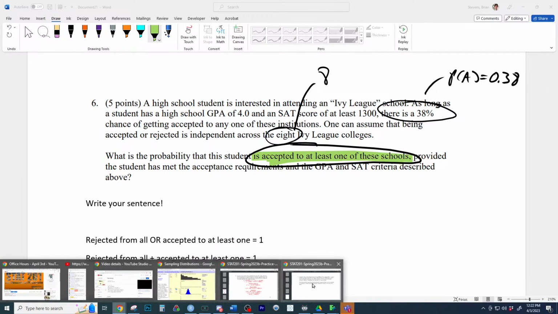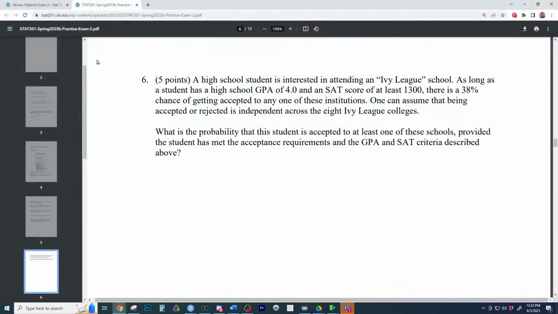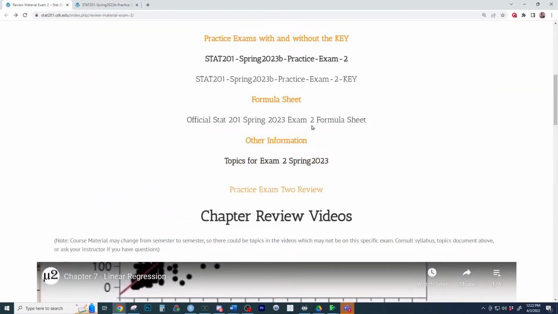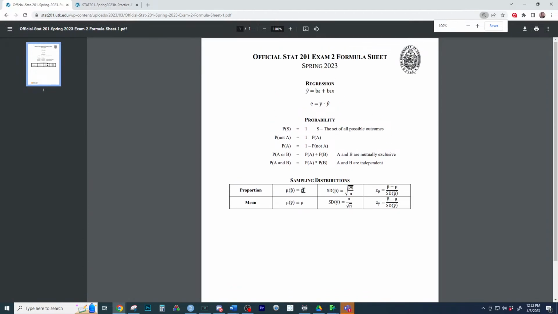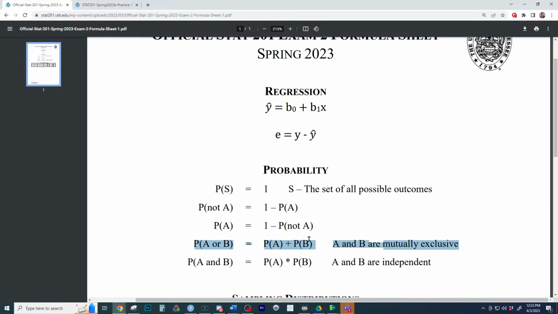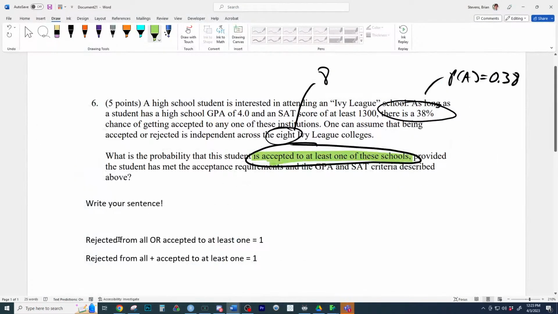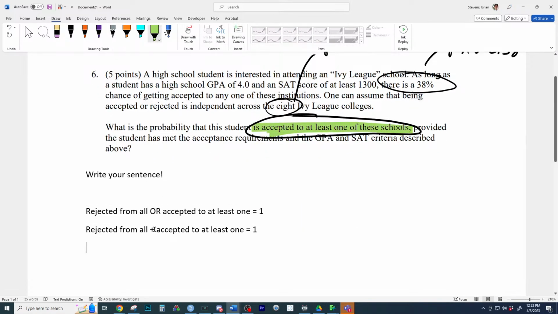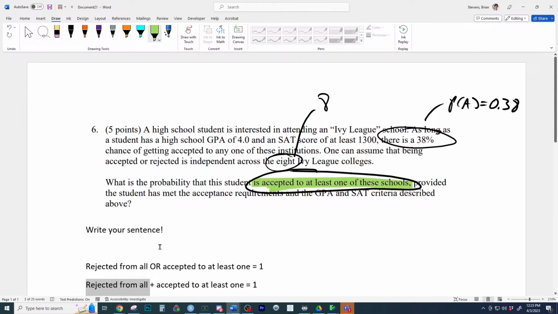Do realize you have a lot of hints on your formula sheet. Let's go look at the formula sheet again. So many hints on the formula sheet, which you can print off or write down, make sure nothing else is written on it. The formula sheet does talk about the addition rule, talks about complements, and you can see right here, these are mutually exclusive because you can't get rejected from all and accepted to at least 1. One of those things would occur or not occur. So now it's going to be harder to find this, but easier to find rejected from all.